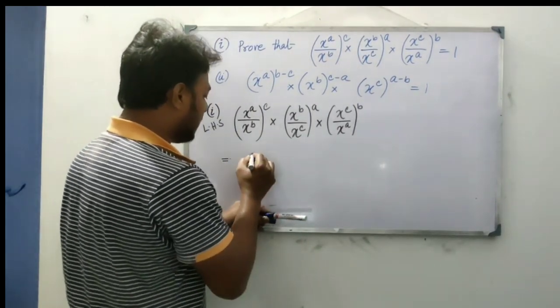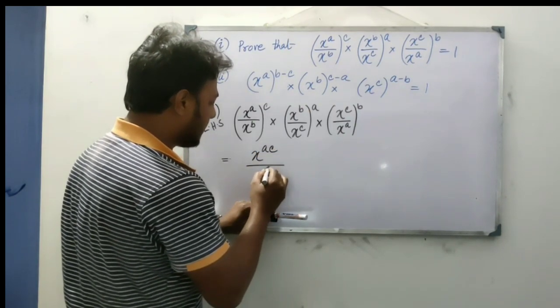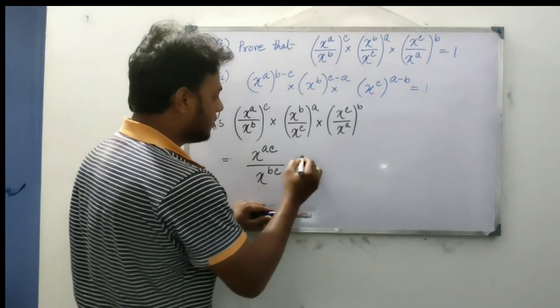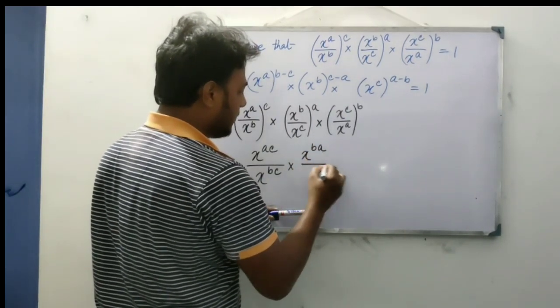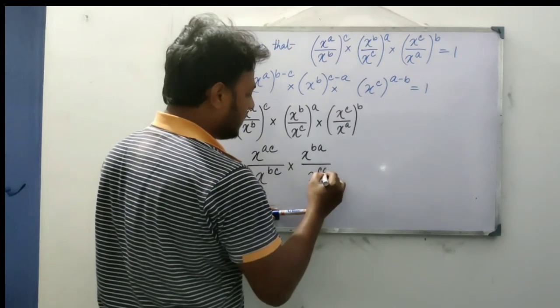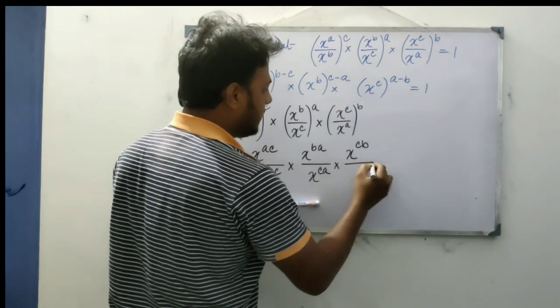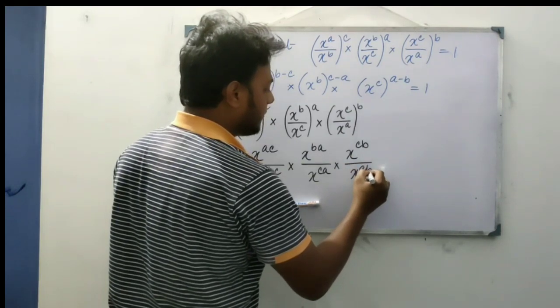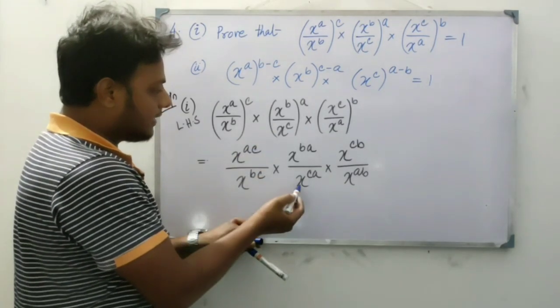So in the numerator there will be x to the power ac, and the denominator will be x to the power bc, into, near the second part, x to the power ba by x to the power ca, and in the numerator there will be x to the power cb by x to the power ab. Okay, see, x to the power ac and x to the power ca is there.